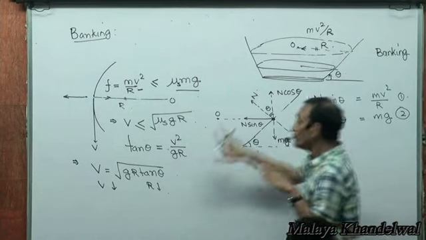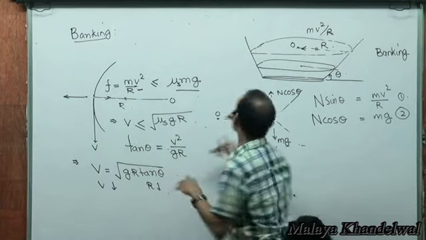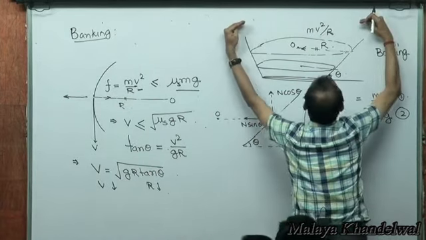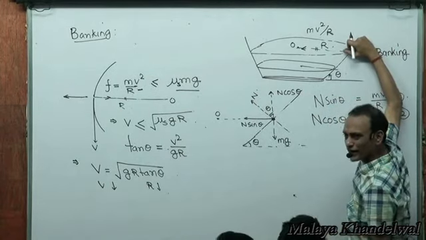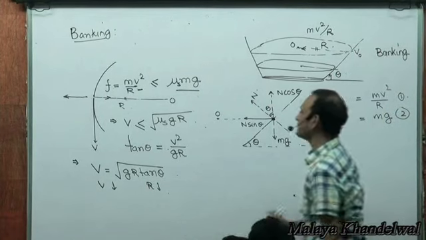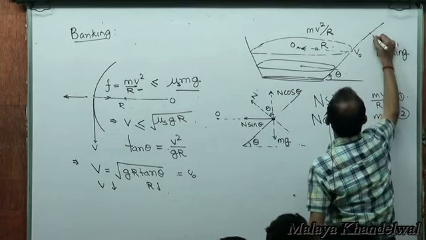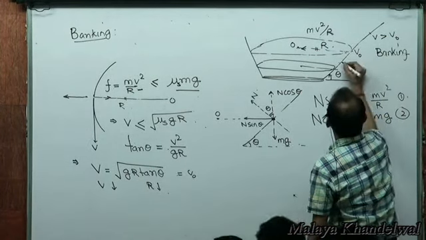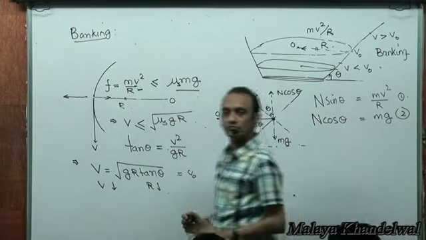But if v is increased more than this, then r has to increase. Then the vehicle would have to negotiate a circular trajectory higher than this. This is for v naught, which is root gr tan theta. Trajectories above this will be v greater than v naught. Trajectories below this will be v less than v naught.